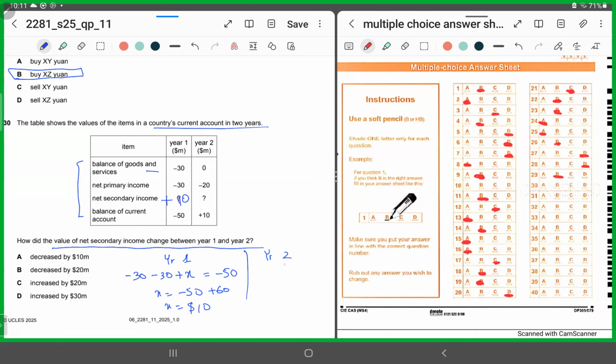For year 2, again it will be a 0, negative 20, and then an X, and then you will equate it to 10, and finally X value you will get a $30. Now they are asking how did the value change. So a 30, it rose to a 30, it was initially 10, so it increased by a $20 million. So for 30, you'll shade in C as the correct response.